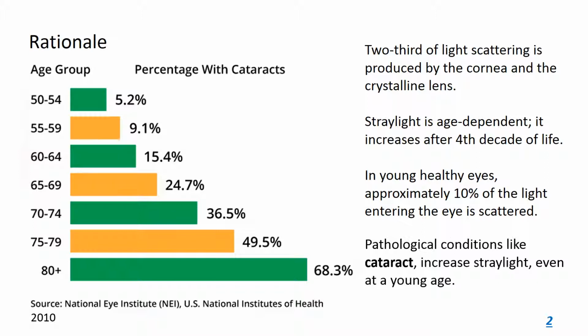Apart from the aging factor, some pathological conditions such as cataract increase stray light. Cataracts, as the leading cause of blindness, are of our interest. The prevalence of cataract increases with age. Statistics from National Eye Institute of Health in America in 2010 show that the percentage of population with cataracts jumped more than fourfold from age of 60 to 80 years.